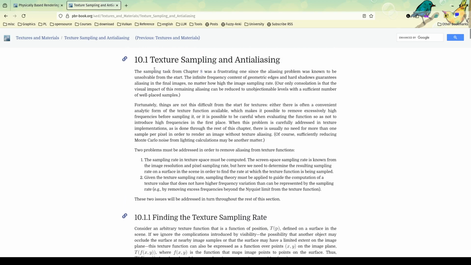So the sampling task from chapter 8 was a frustrating one since the aliasing problem was known to be unsolvable from the start. The infinite frequency content of geometric edges and hard shadows guarantees aliasing in the final images, no matter how high the sampling rate is. So our only consolation is that the visual impact of the remaining aliasing can be reduced to an unobjectionable level with a sufficient number of well-placed samples.